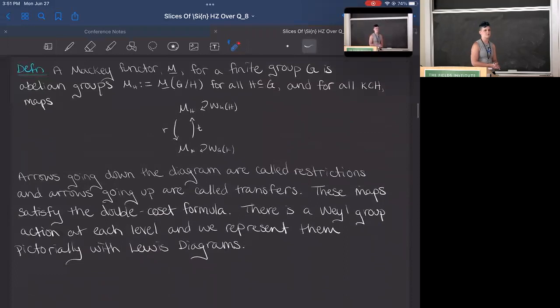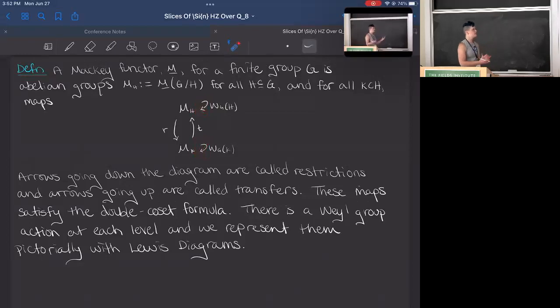Since we're talking about genuine G spectra, of course, we want to talk about their homotopy. The homotopy of a genuine G spectrum takes the form of what's called a Mackey functor. So a Mackey functor M, and they're always going to be underlined, so M underline, for some finite group G is abelian groups M sub H for every subgroup H of G, and then for every K contained in H, we're going to have maps. So we'll have M sub H at the top, M sub K at the bottom. Maps going down are called restrictions. Maps going up are called transfers. And they satisfy the double coset formula. And then we also have a Weyl group action at each level.